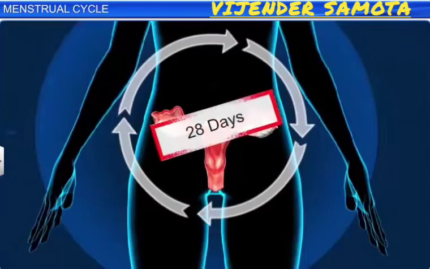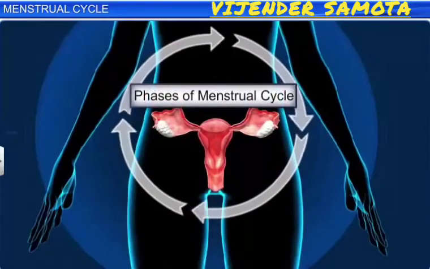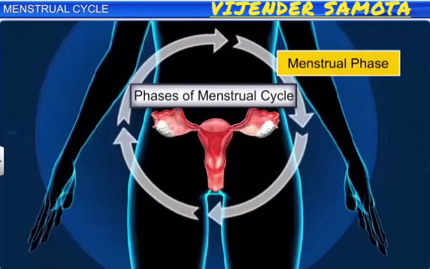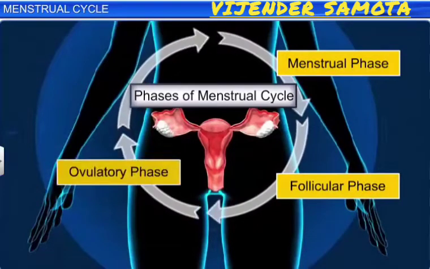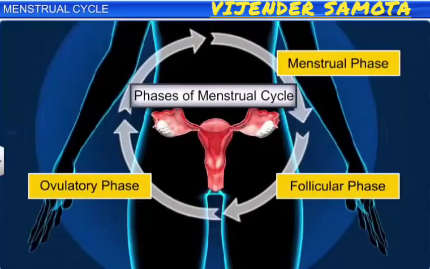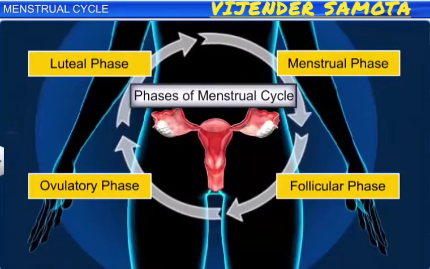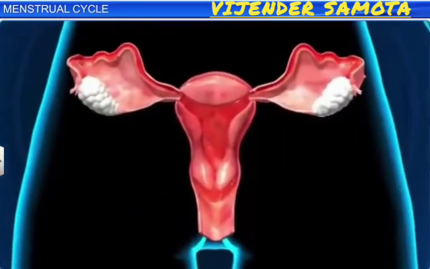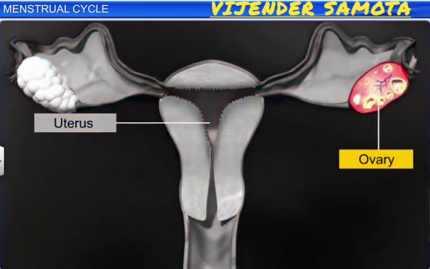Occurring approximately every 28 days, a single menstrual cycle consists of 4 phases: menstrual phase, follicular or proliferative phase, ovulatory phase, and lastly, the luteal or secretory phase. Each phase of the menstrual cycle is marked by simultaneous changes in the uterus, ovary, and the secretion of hormones.